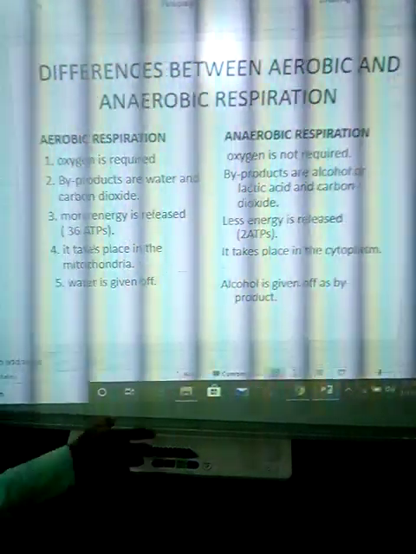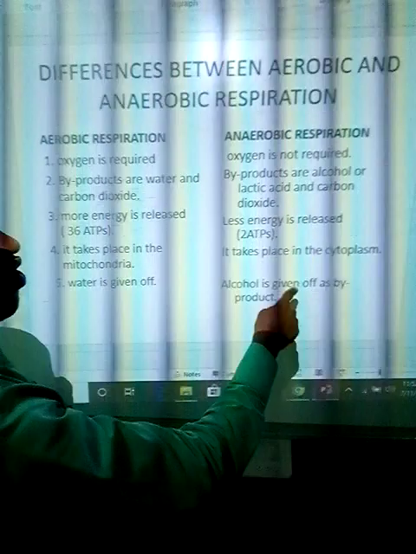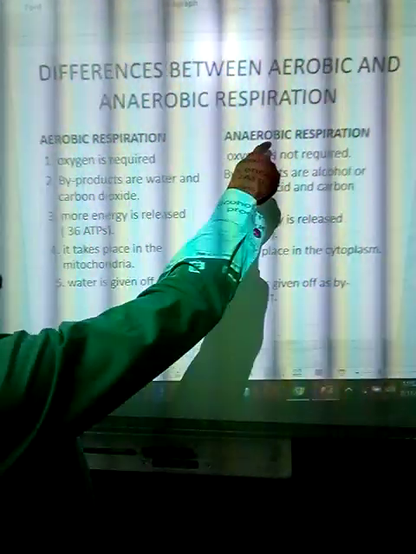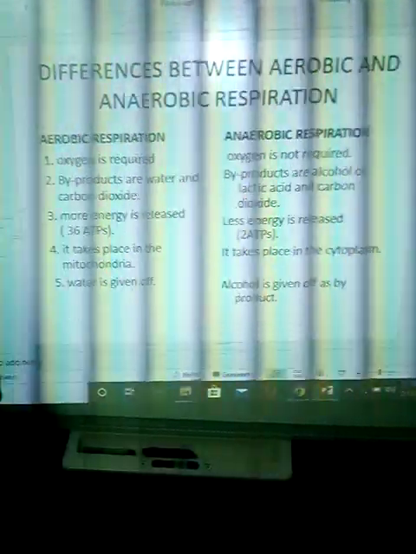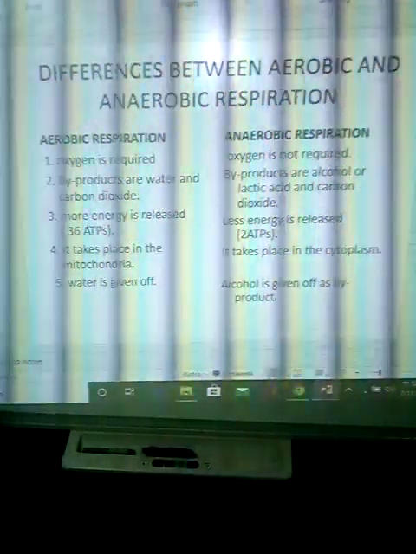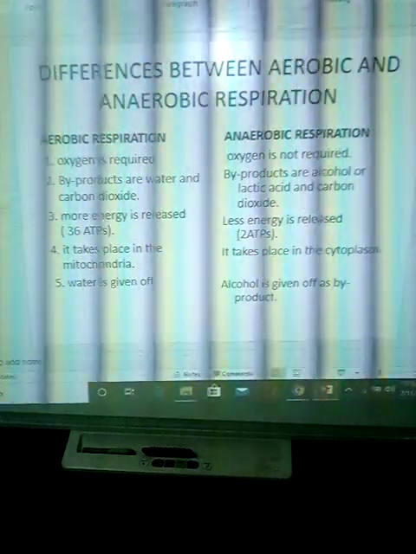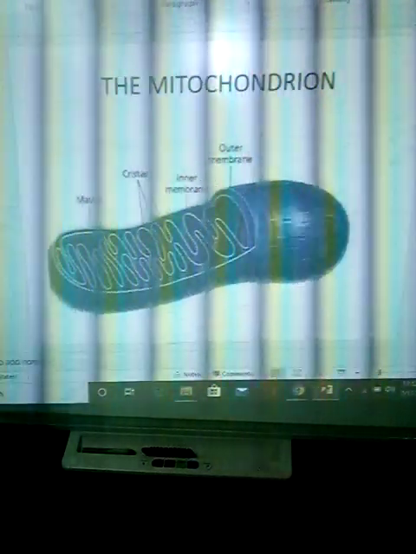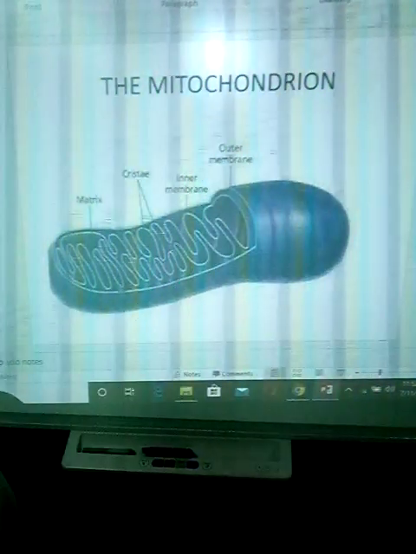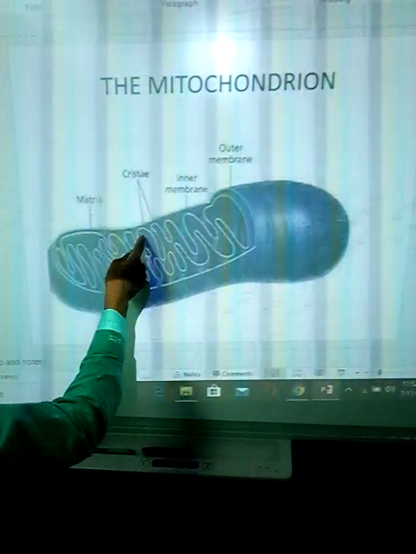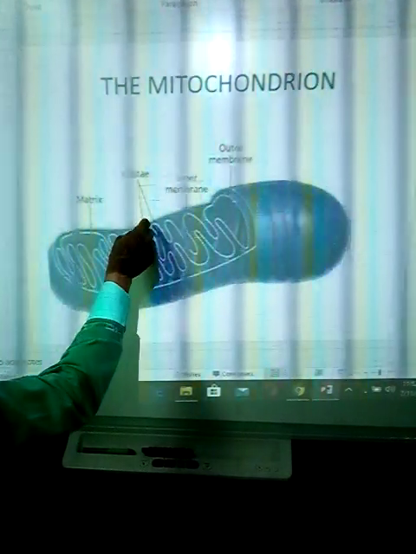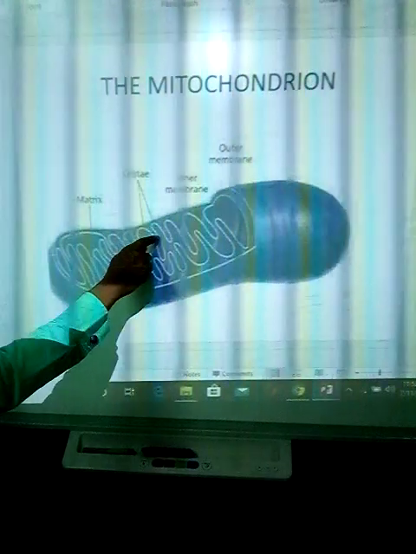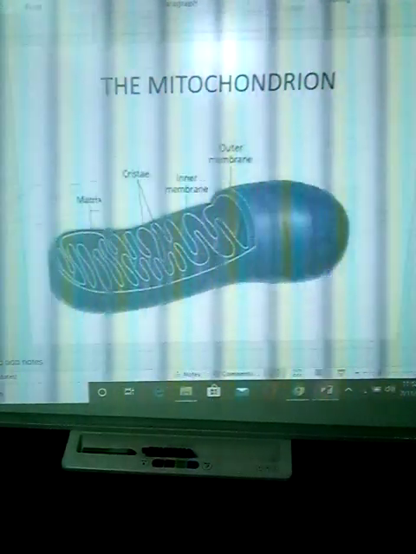Okay, the alcohol given off in anaerobic is what you have in plants. In anaerobic respiration in animal cells, it generates lactic acid. There is accumulation of lactic acid. This is the diagram of mitochondria. Here is the outer membrane, here is the matrix, here is the crista, here is the inner membrane. You know, the production of ATP actually takes place in the matrix of the what? Of the crista. In the matrix of the crista.